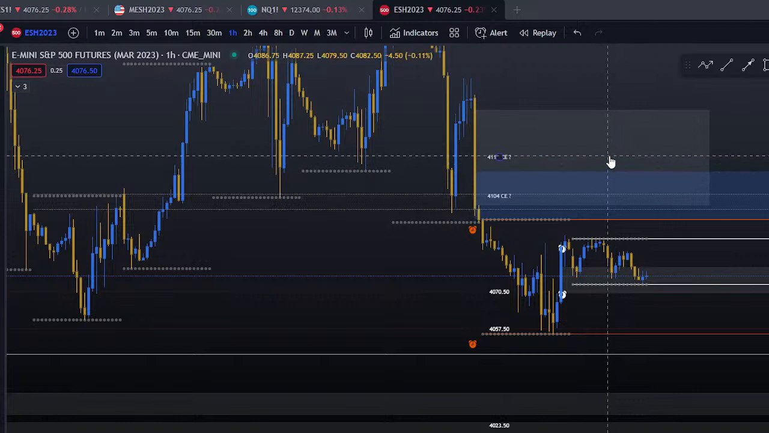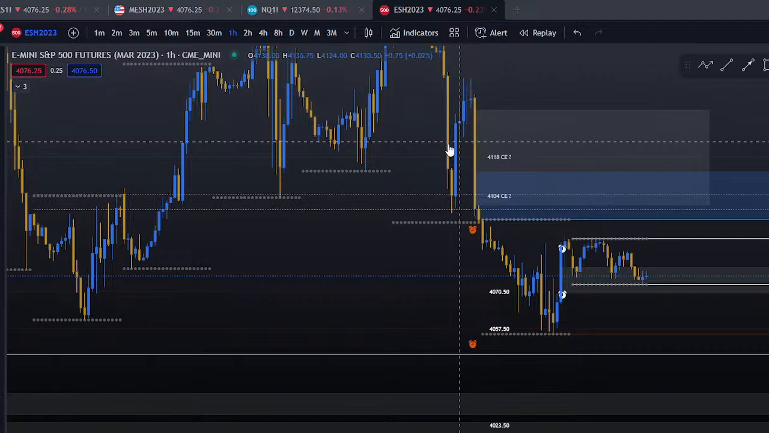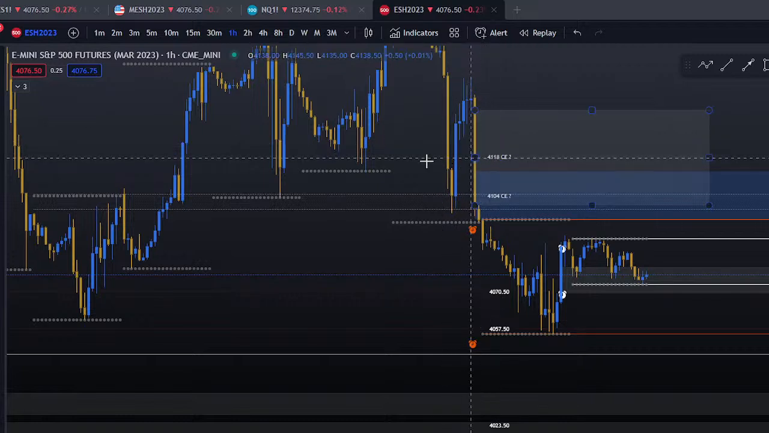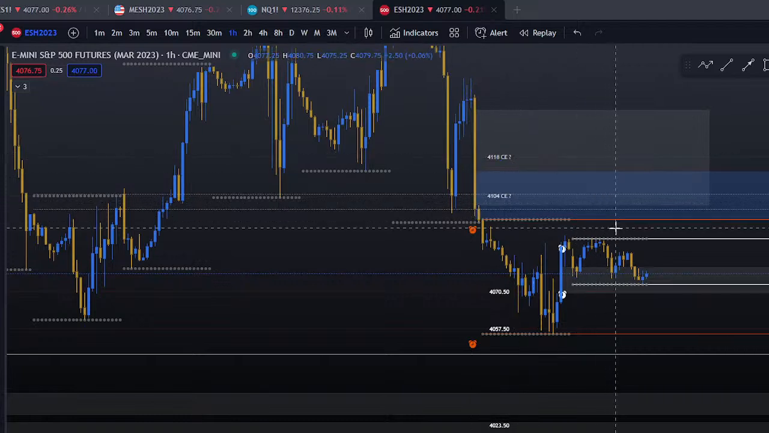Now we could hit 4118. Now that is a level that I'm looking at. When you look at it, now we have 3 different gaps right here in this area, right where this 4118 is. This could easily be an area that we get some level of rejection from before going back up.